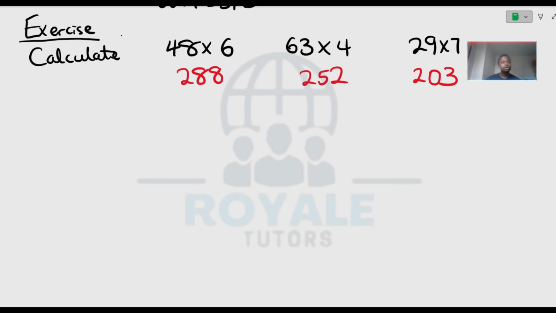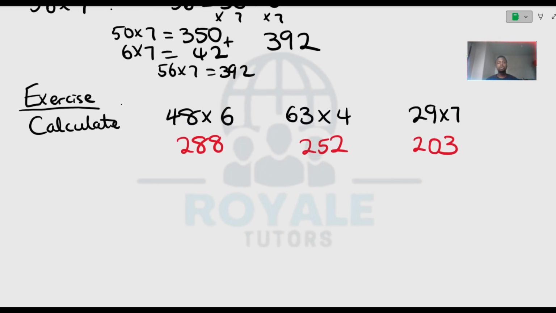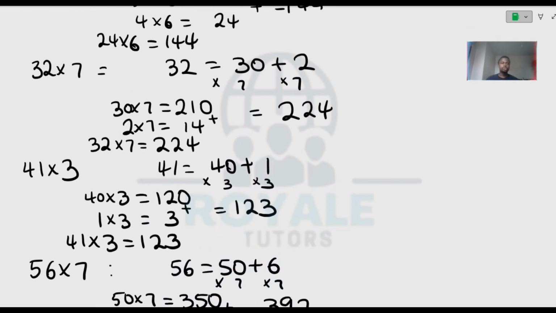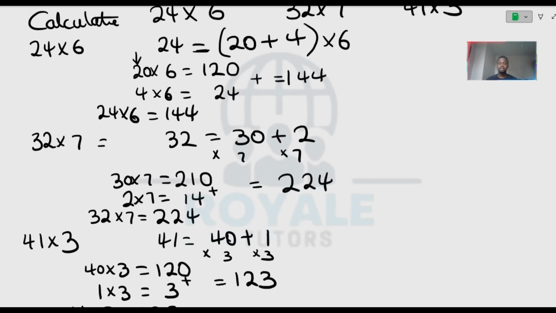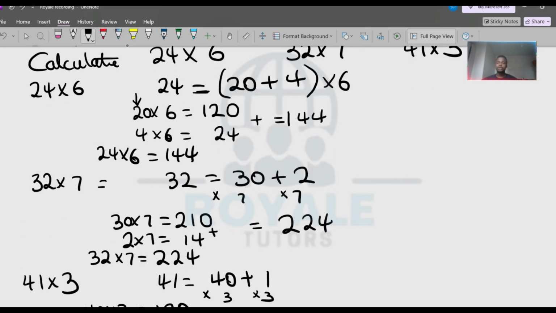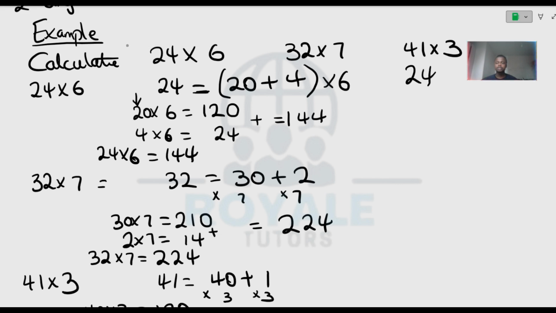So I want to quickly work on the second method that I call the column method. I want to use the column method to solve the same set of questions. I think solving the same set of questions will be better so that we can validate the answers. So I'm going to work on 24 times 6.